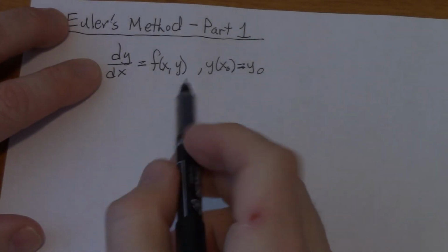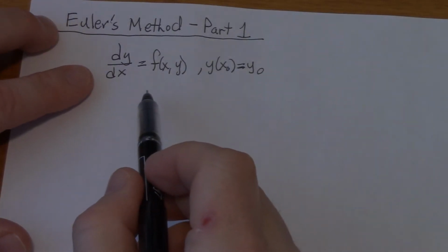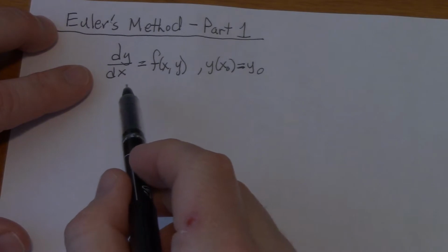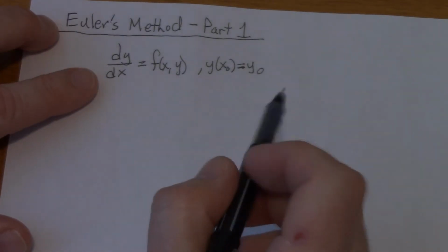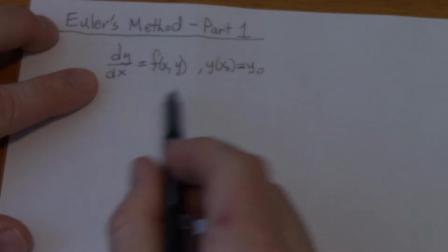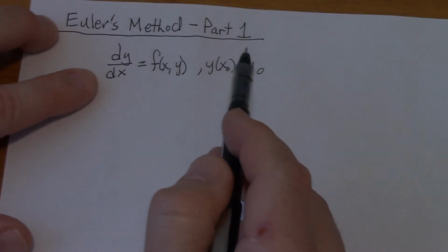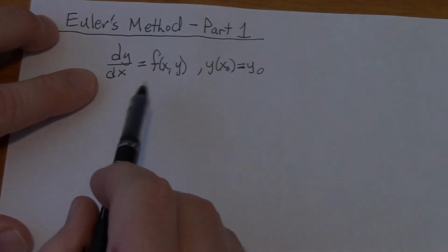All right, class, in this video we're going to talk about Euler's method, which is a means of approximating a solution to a differential equation. We're not going to actually find the exact solution, but we're going to approximate the solution. So we'll start with this abstractly.